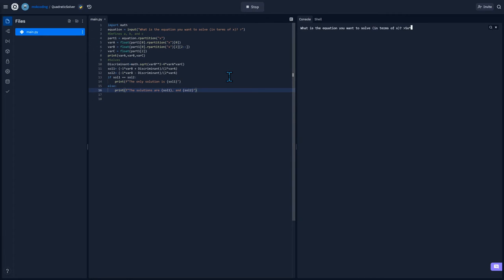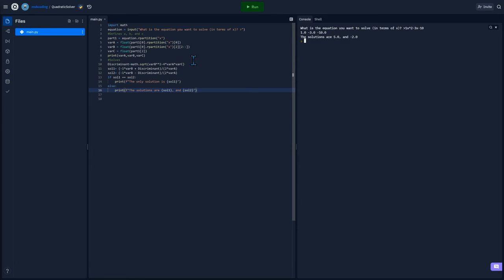So we can do 5x squared plus 6x plus 1. And you get minus 0.2 and minus 1. You can check for yourself. That's true. And then you have 1x squared minus 3x minus 10, which gives 5 and minus 2. And we can actually check this together.